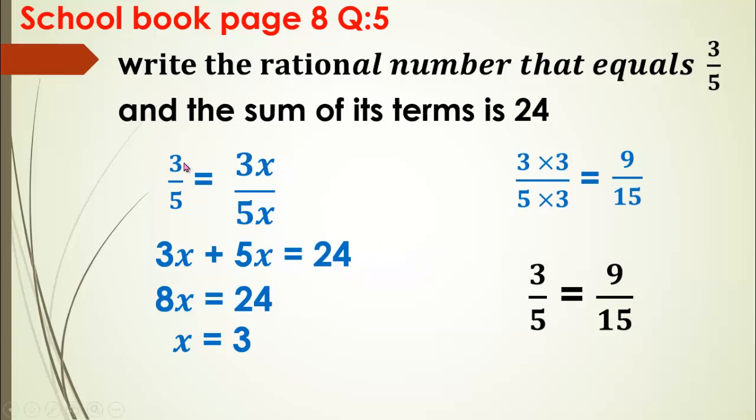Again, since I don't know what is the number I am going to multiply in the numerator and the denominator to get an equal rational number, I am going to call this number x. And he told me that the sum of these two terms is 24, so the numerator plus the denominator is equal to 24. And then I am going to solve it as a normal equation to find the value of x. Substitute x in 3 times x and 5 times x to get the new fraction which he's looking for, which is 9 over 15.